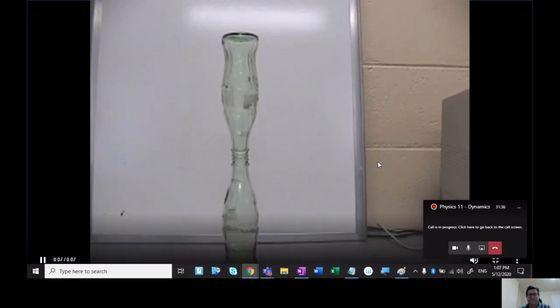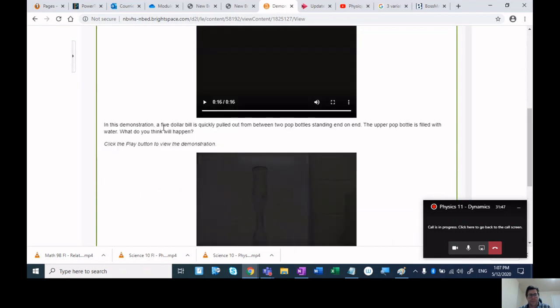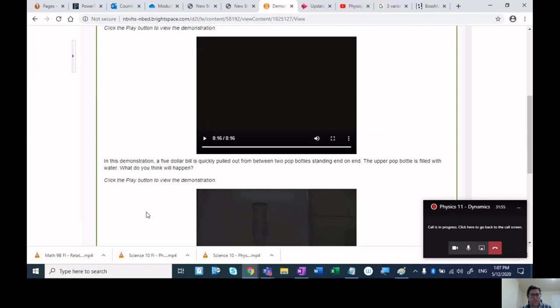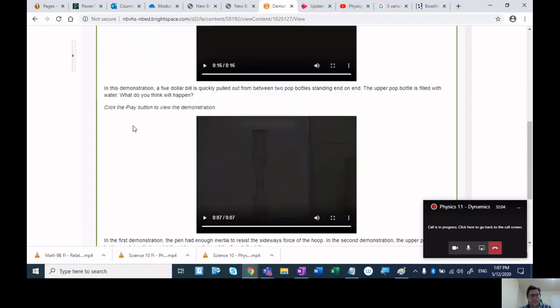That's pretty cool. Okay, water is also going down. Okay, let's read it. In this demonstration, the $5 bill is quickly pulled out from between the 2 bottles, standing end to end. The upper bottle is filled with water. The meter stick is used to remove the hoop made of the pen. Okay, I know, I've seen it.